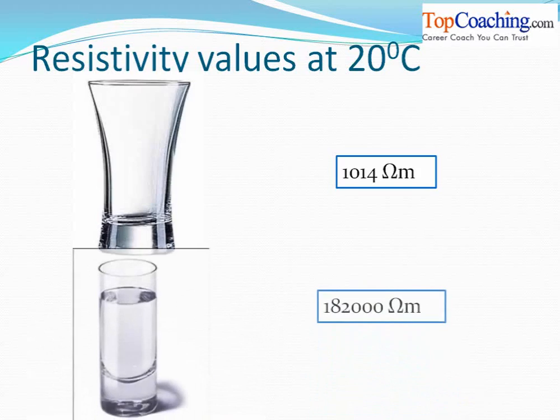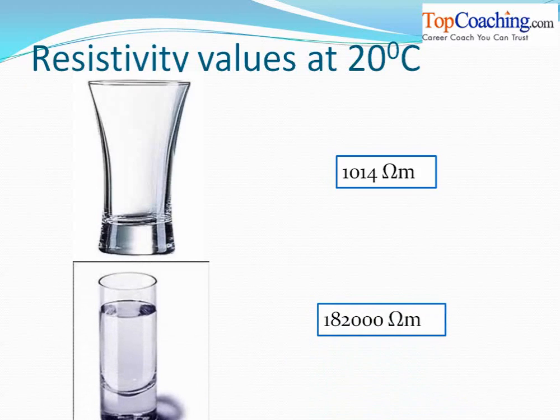A very bad conductor of electricity is water. Its resistivity value is 182,000 ohm meters. Salt water, however, conducts electricity much better than ordinary water. This water that we are talking about is distilled water. So these were some resistivity values to give you an idea of how the resistivity values for conductors and insulators are like. And now that we've understood so much about all these concepts, let's move on to the next concept.